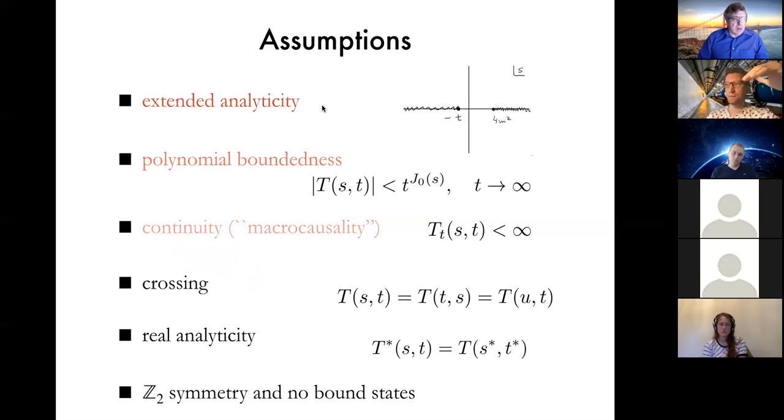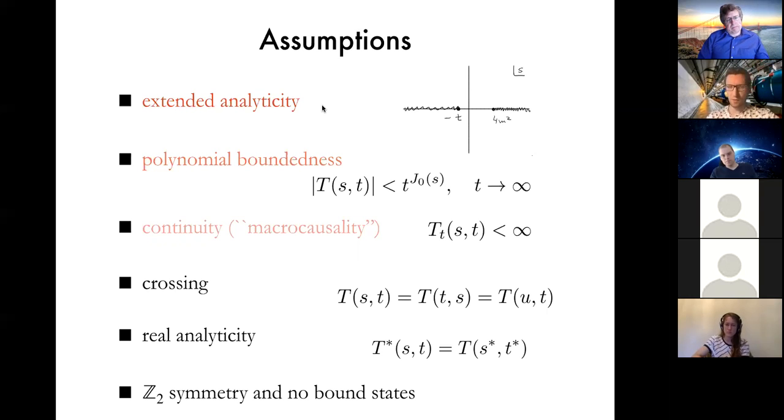But in principle, at this point you can say, okay, this is not rigorous because we assume extended analyticity, and nevertheless I will assume it because it allows me to play this interesting game. Now the second is polynomial boundedness, which is a statement that the amplitude does not grow faster than polynomial. In general, this has been proven in some subdomains of S and T. However, I will assume it for any S and T.